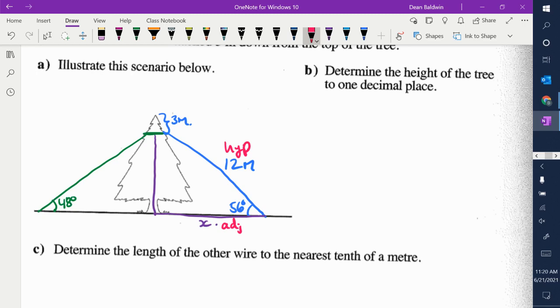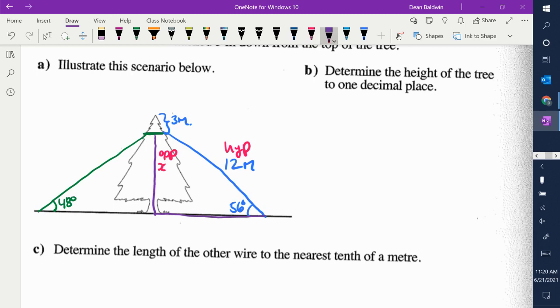Oh, what am I doing? Why are we finding the adjacent? I was doing another question. Sorry. I want to find the height of the tree, so I want to find this, right? We still know the hypotenuse. I'll call this x. So this is the opposite. That makes way more sense when you're trying to find the height. Okay. What involves opposite and hypotenuse?